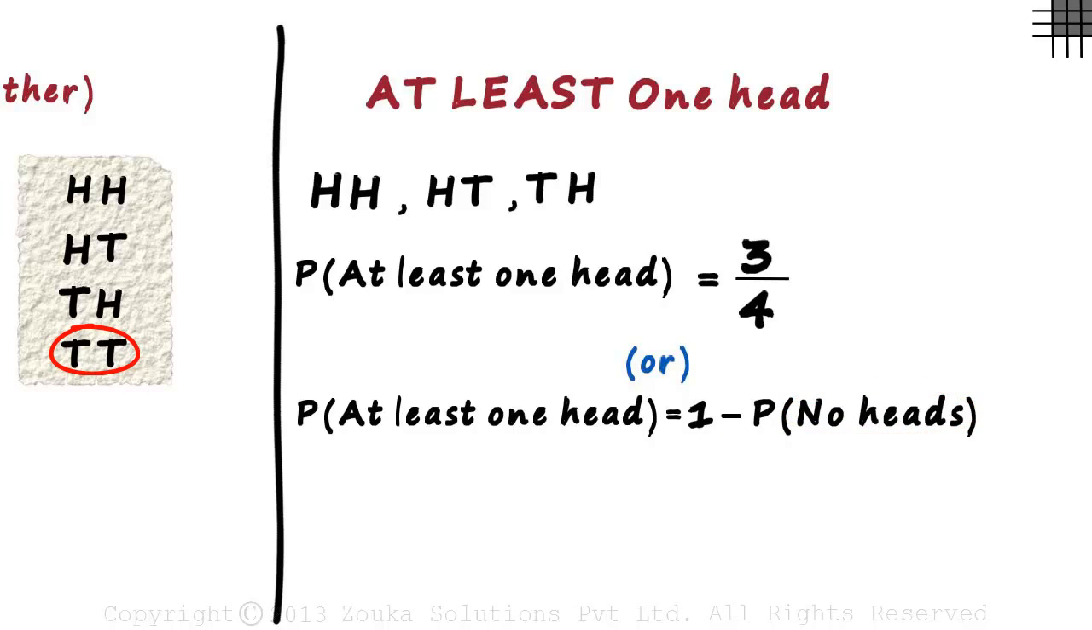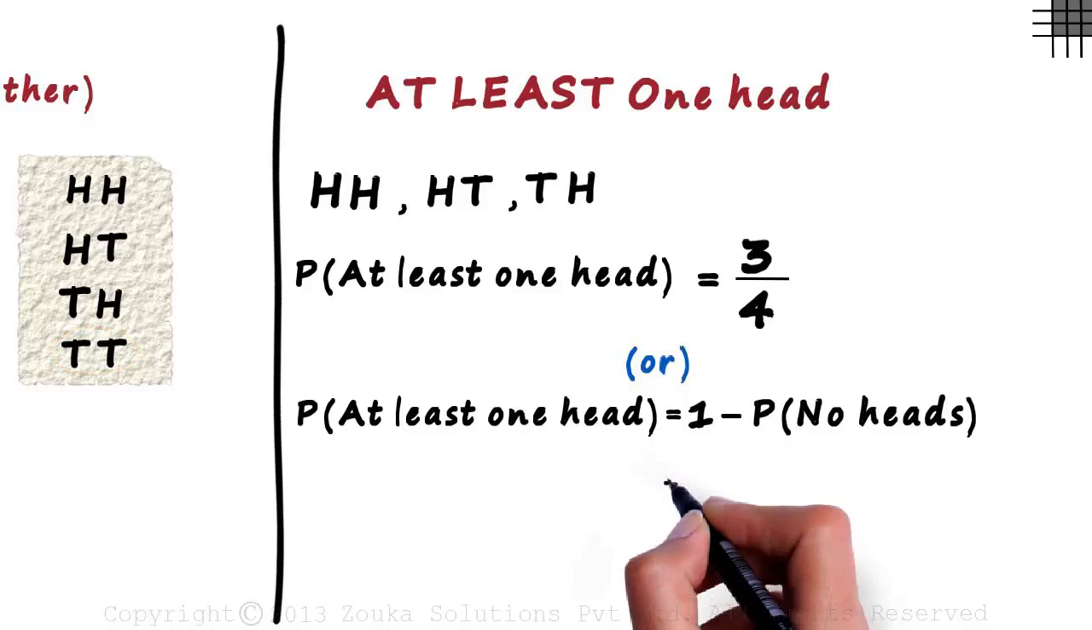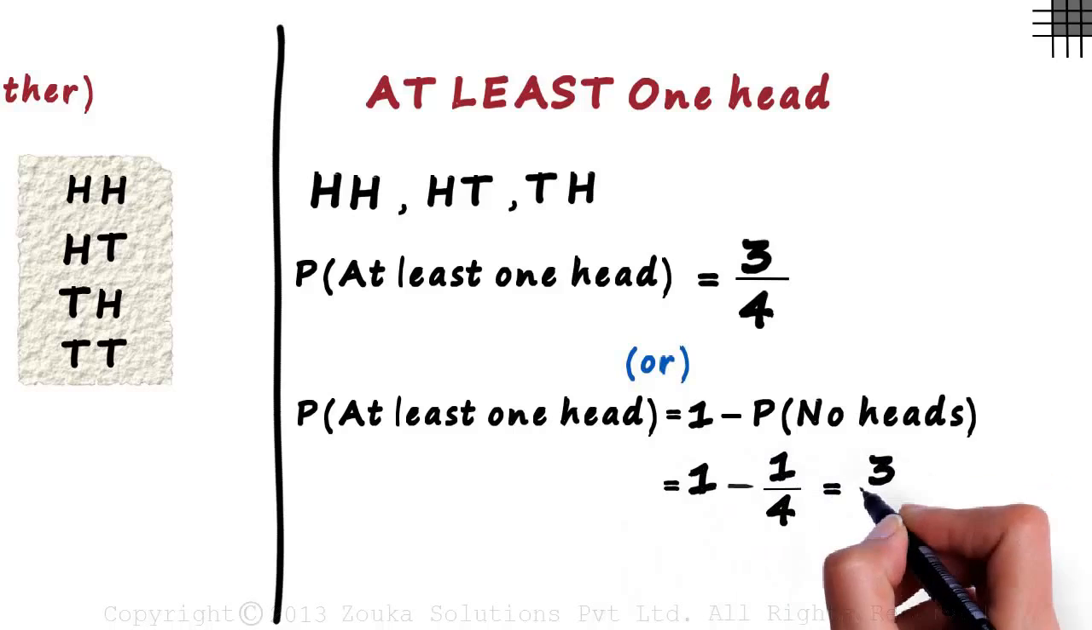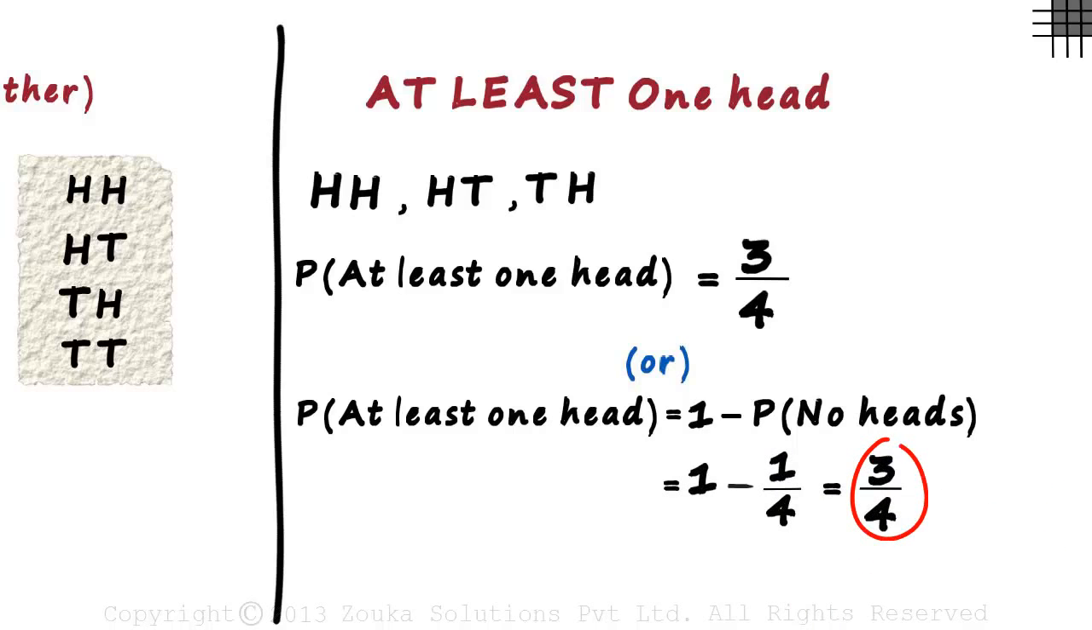Tail and tail is the only case wherein we don't get a head. So it can be written as 1 minus 1 by 4, which equals 3 by 4. The answer remains the same, just that we derive the answer a bit differently in this case. This concept, where we remove the unwanted ones from the sample set, is super important and comes in handy when we have many possibilities.